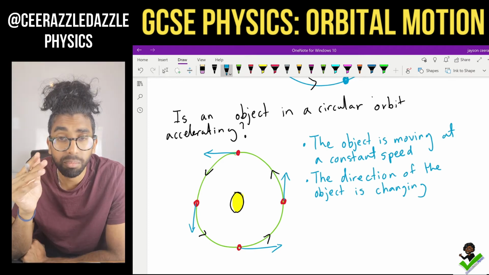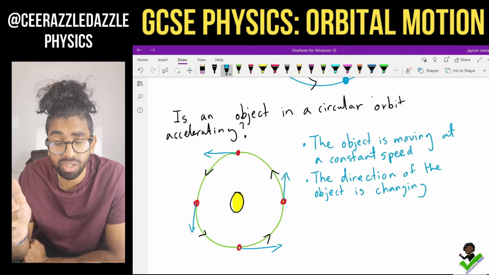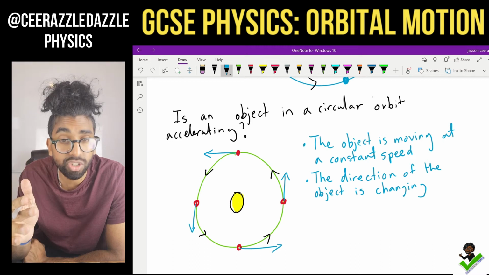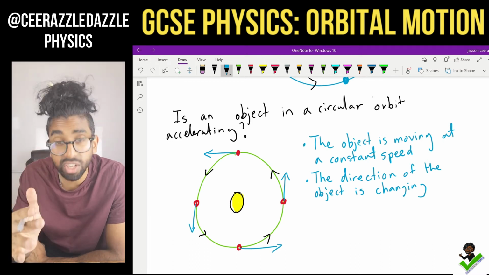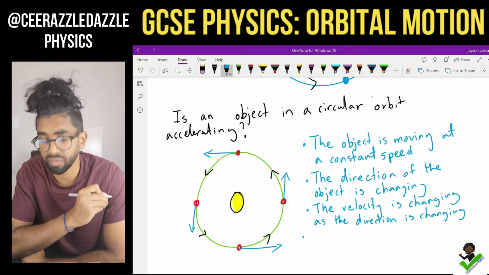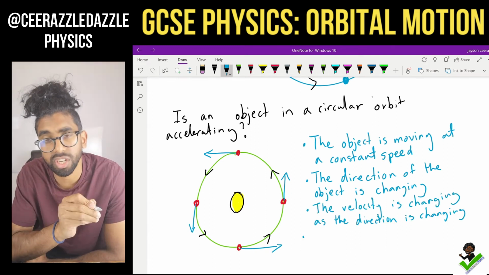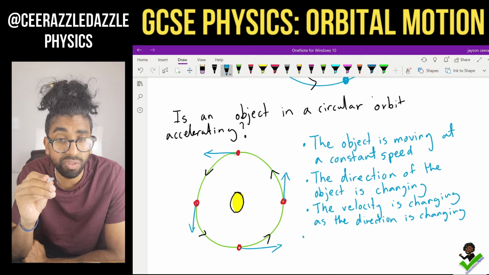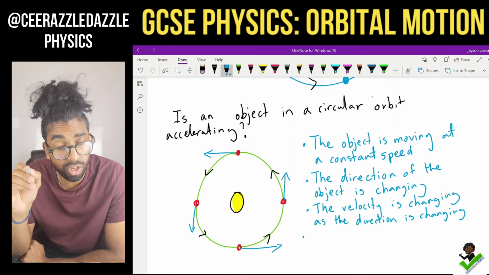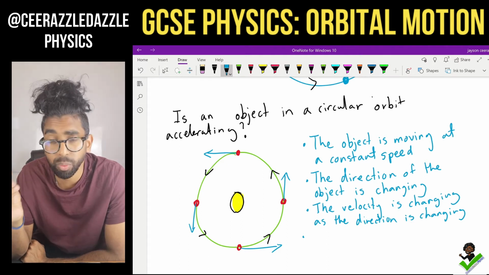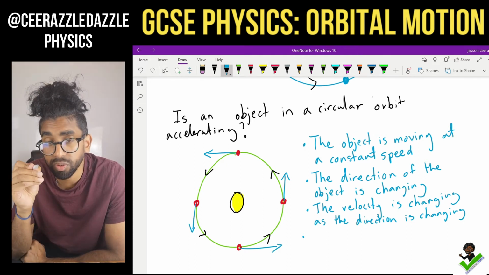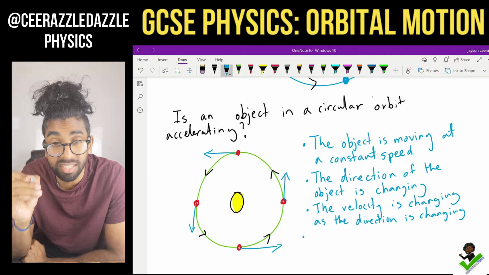So what does that mean? It means that the velocity is changing, because the direction is changing. So now you've got a change in velocity, yes, change in velocity with regards to time. What does that indicate? Well, hopefully we can remember that change in velocity with respect to time means it is accelerating.